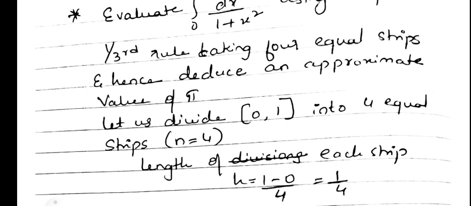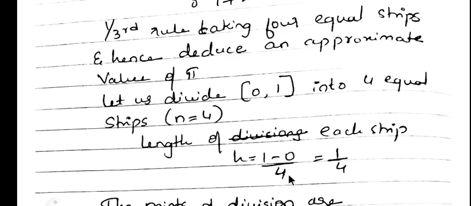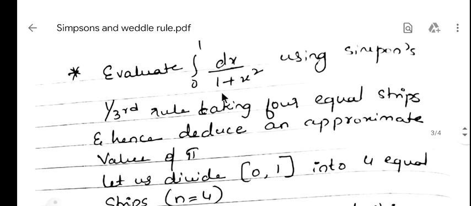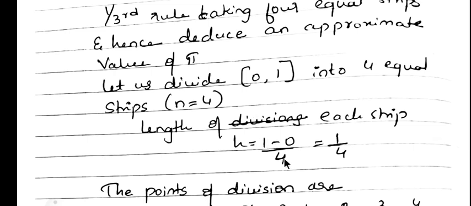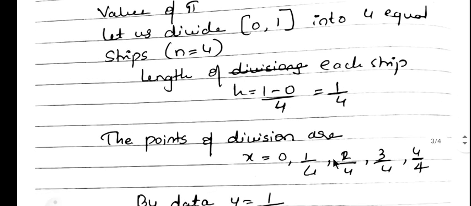Please look here. Let us divide the interval, that is 0, 1 into 4 equal parts. Then n is equal to 4 as I told earlier. Then b minus a divided by n, that is 1 minus 0 divided by n is equal to 4. Then h is 1 by 4. When h is equal to 1 by 4, the interval is lying from 0 to 1. Then 4 equal strips means 0, 1 by 4, 2 by 4, 3 by 4, 4 by 4. This series indicating from 0 to 1.